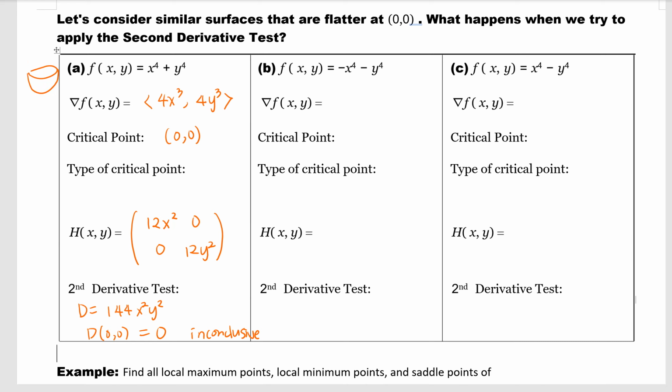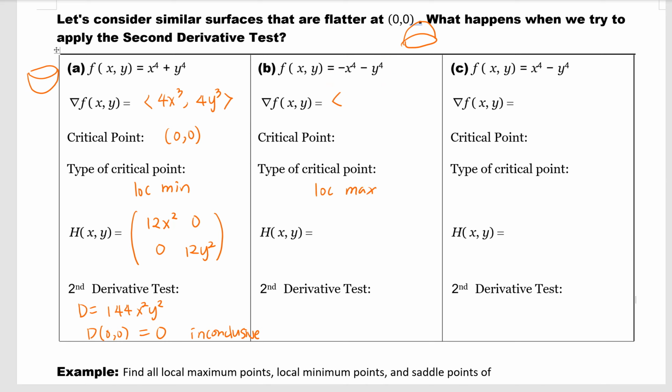Compared to a parabola, it's more flat at the bottom. So we know this is a local minimum. Okay, this one is a similar picture, but now it opens down, and so we know this is a local maximum.